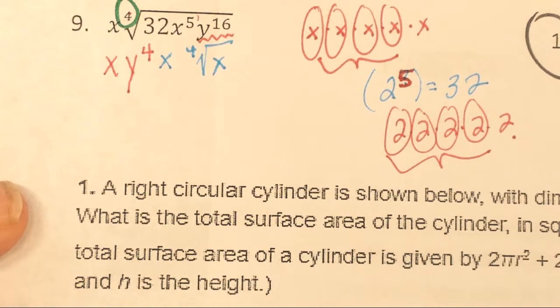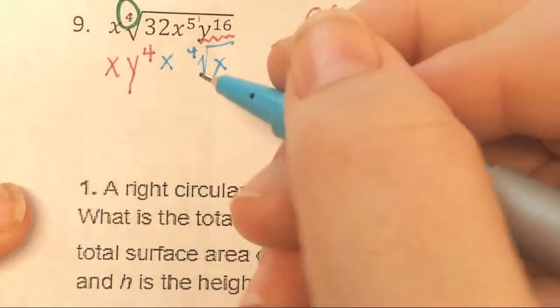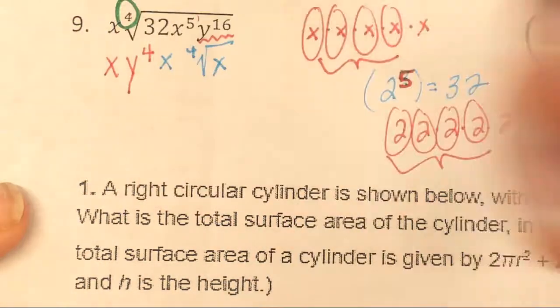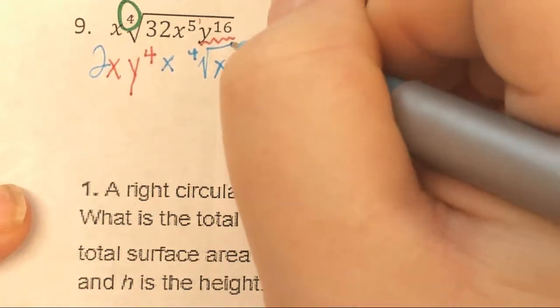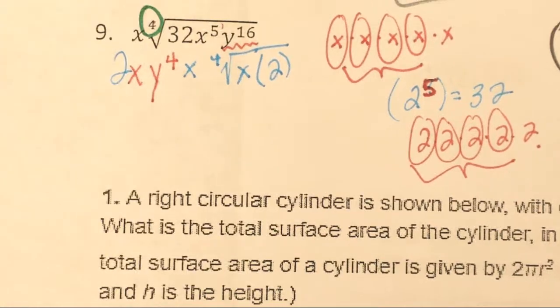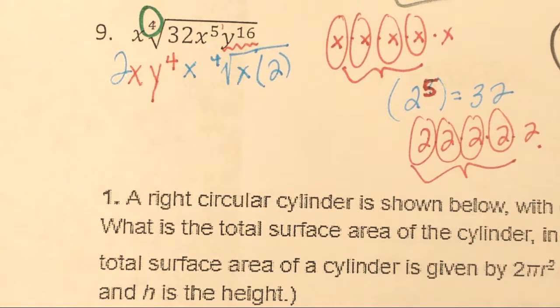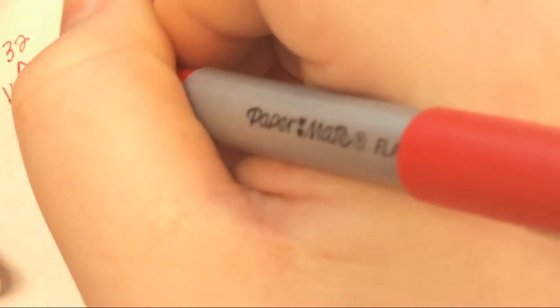I already know that, so I anticipate my answer will be a 2 that comes out and a 2 left under the radical. And we'll clean that up in just a second. But if you did not know 2 to the 5th was 32, could you have, again, with this prime factorization thing, broken it down and figured it out?